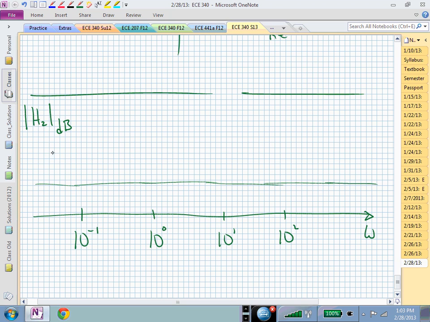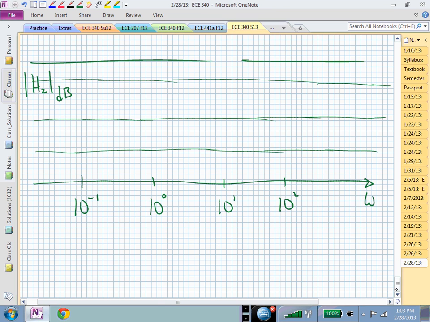Let's say that's 20 dB. Let's say this is 40 dB. And this is 60 dB. And you could have the negative of those. You could say here's minus 20. Here's minus 40. Minus 60.